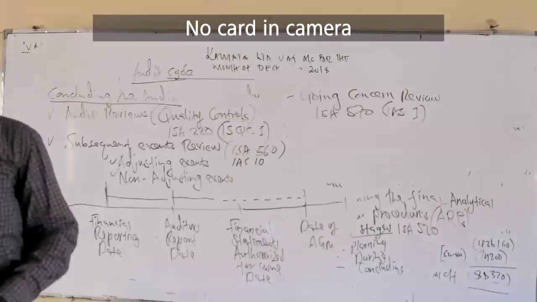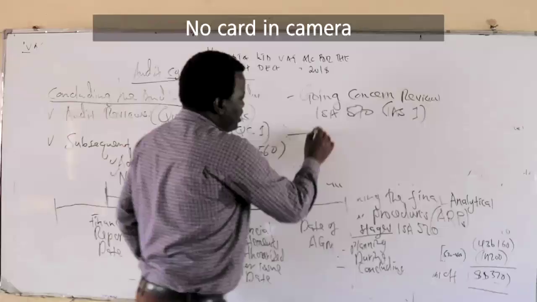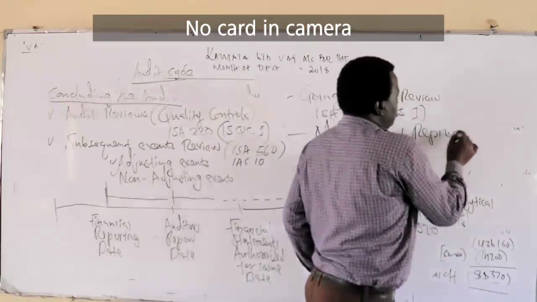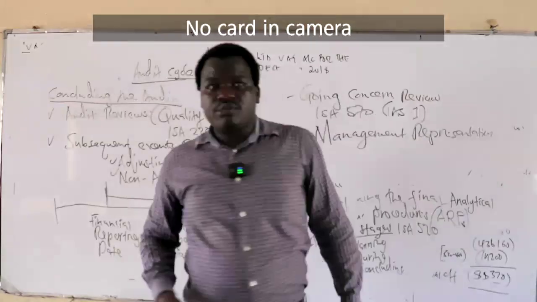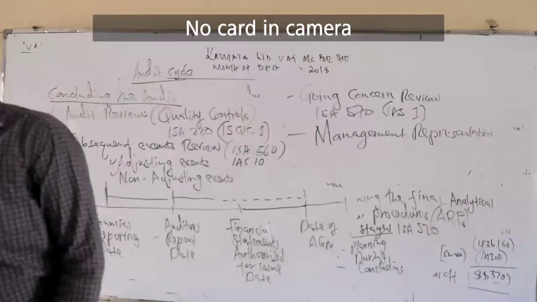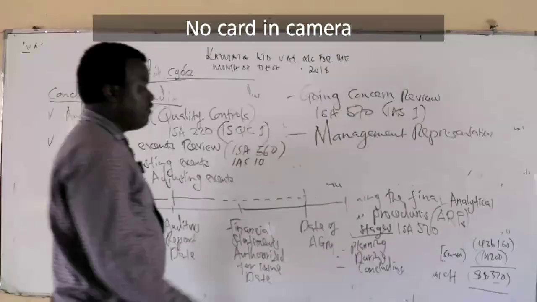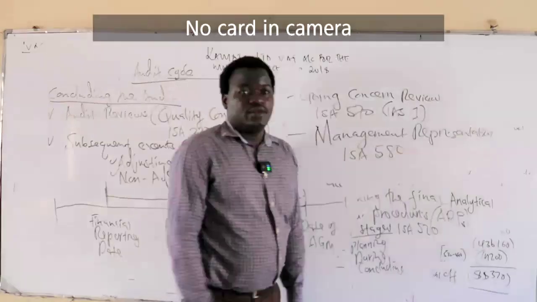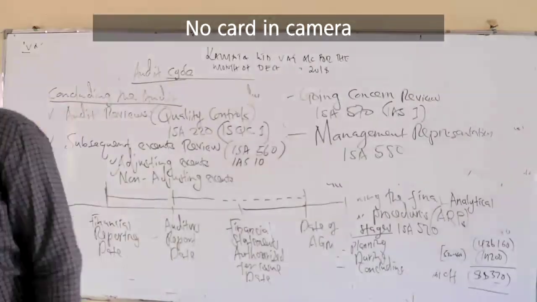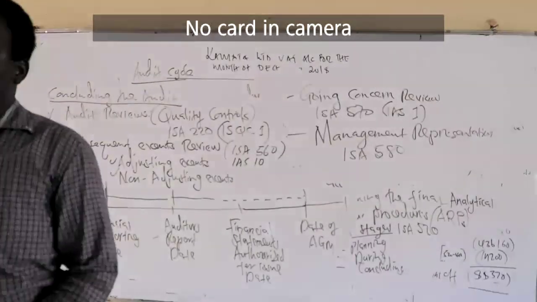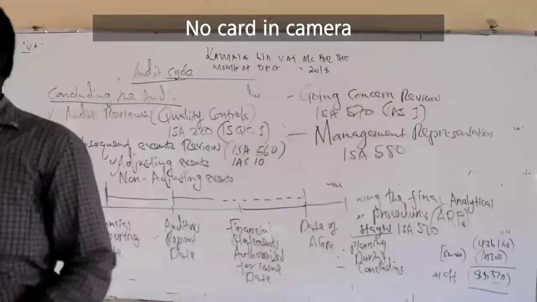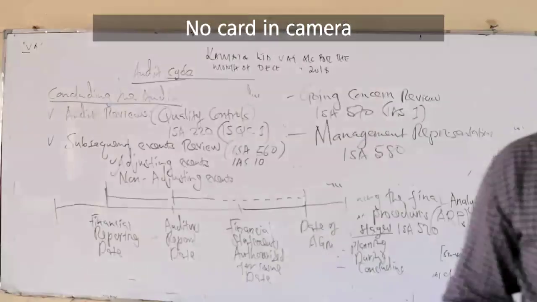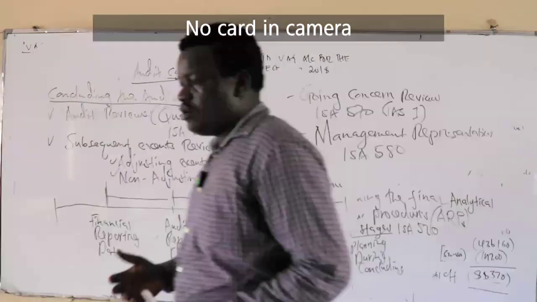The other one is the management representation. Here we follow ISA 580, the International Standard on Auditing 580. That's a letter that provides evidence to the auditor. It is normally required to be produced by the managers because it gives more evidence to the auditor, and it also confirms some of the oral or verbal discussions that took place between the auditor and the client management.